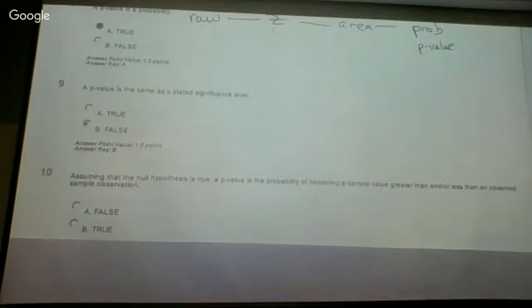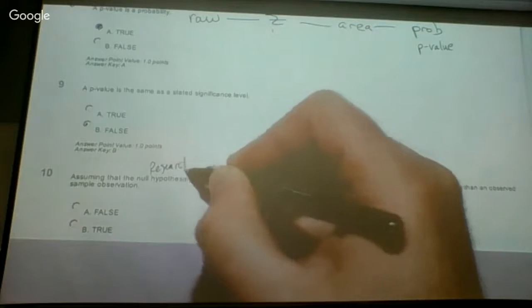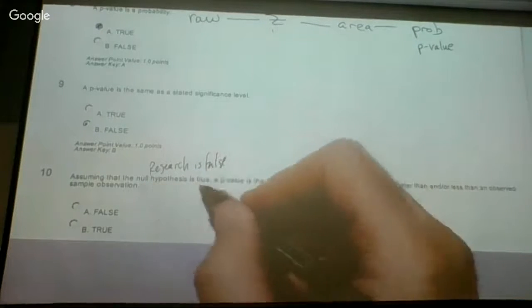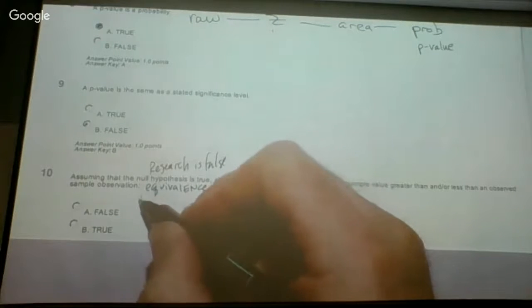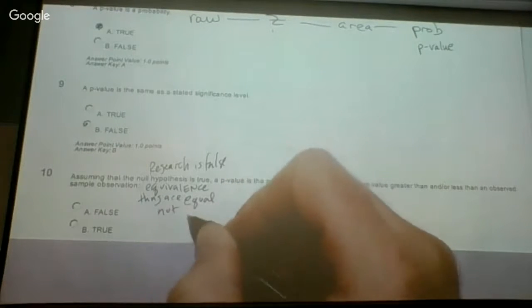10. Assuming the null hypothesis is true. So null hypothesis is true means the research hypothesis is false. It means equivalence. Null hypothesis is true means things are equal, not different.